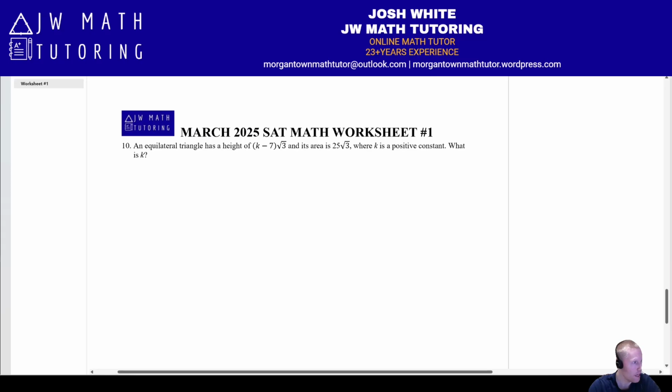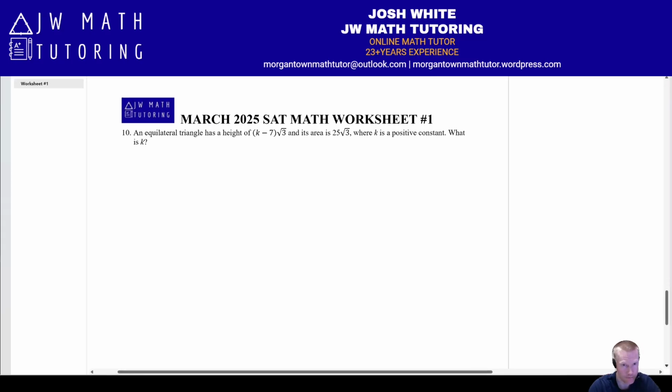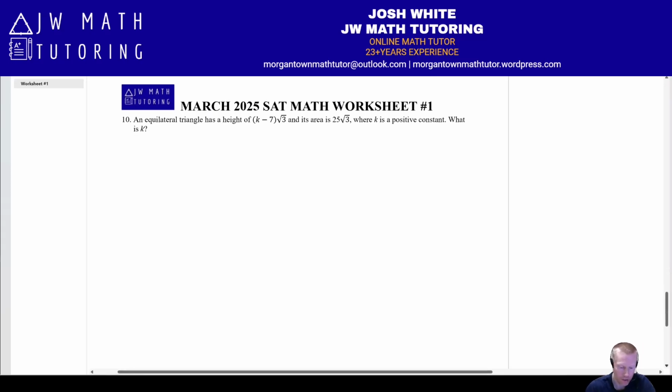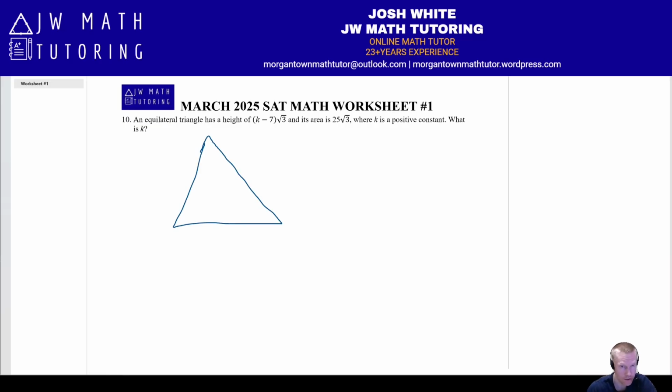All right, the last question here, number 10. Here we have an equilateral triangle. Okay, again, ignore the very poor drawing. We know its area. We know its height is k minus 7 times root 3. k minus 7 parentheses, okay, root 3.